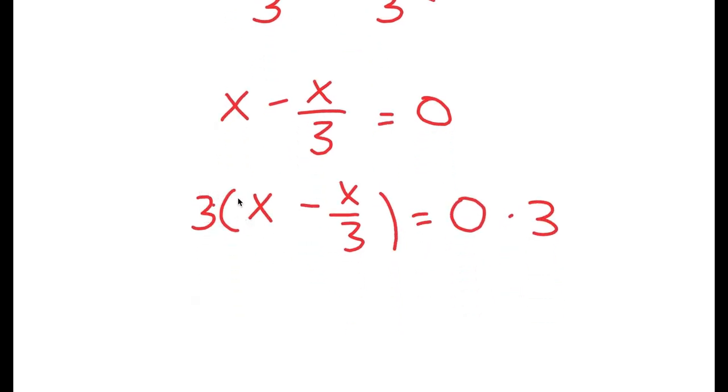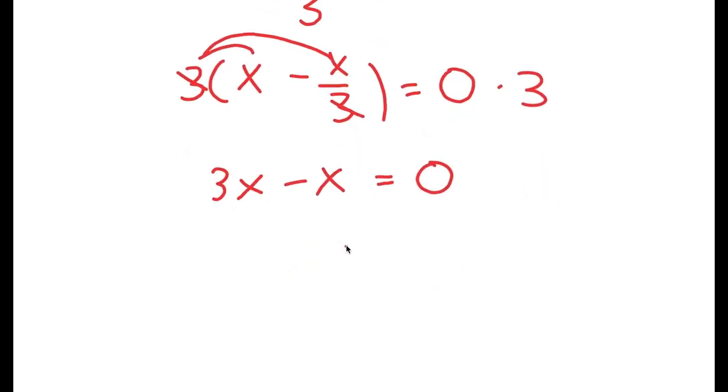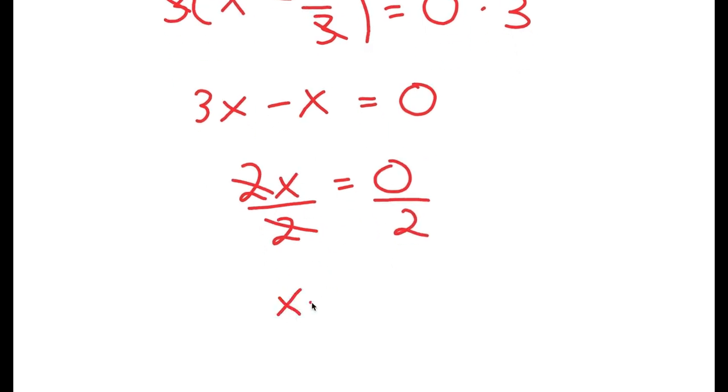Now I have to actually distribute the 3 and multiply it with all my terms in my parentheses. So 3 times x is 3x, and 3 times negative x over 3, well, this 3 and this 3 cancel out, so all I'm left with is negative x, and 0 times 3 is 0. Now from here, 3x minus x is 2x, so I get 2x is equal to 0, and now if I divide both sides by 2, these two cancel out, and I get x is equal to 0 divided by 2, which is 0.